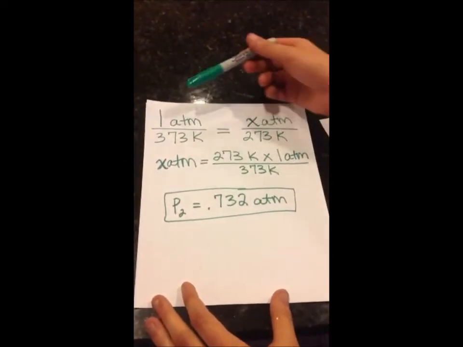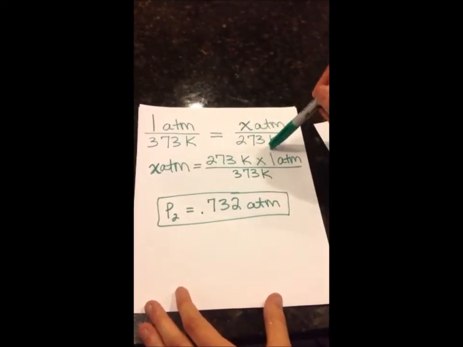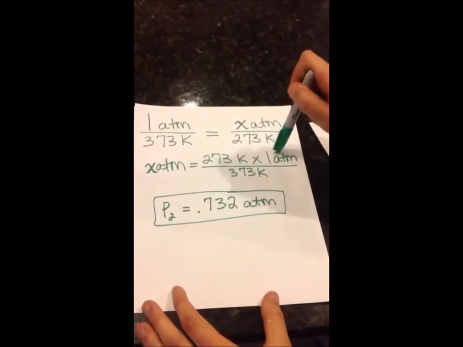You know this is right because at 1 atmosphere the temperature is 373, so it has to be less if the temperature is less. Because as temperature decreases, so does pressure.